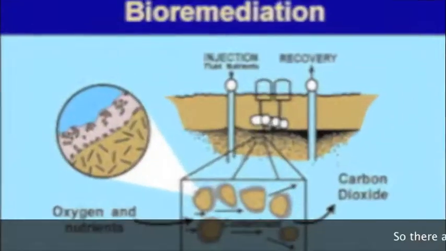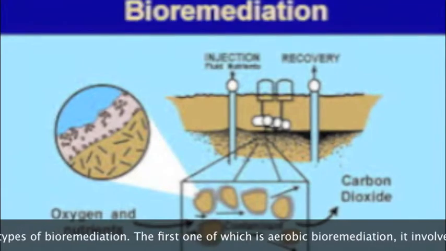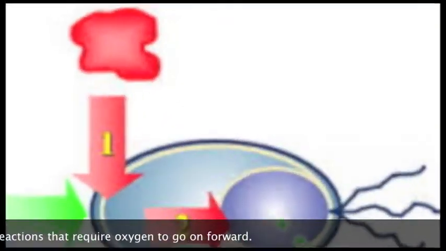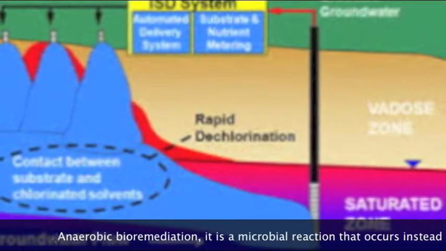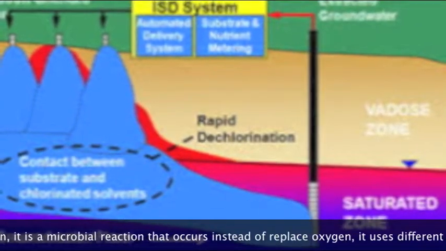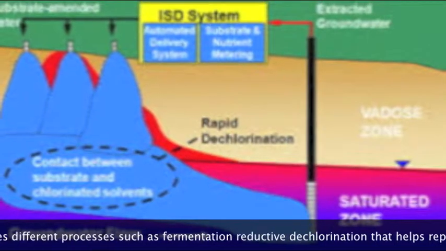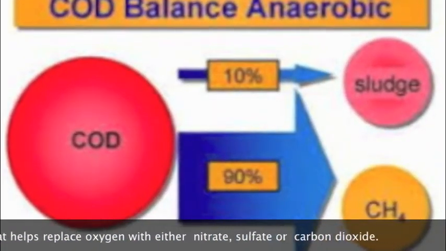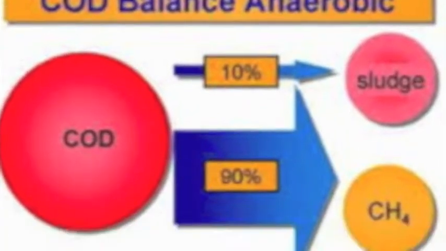There are different types of bioremediation, the first one of which is aerobic bioremediation. It involves microbial reactions that require oxygen to go forward. Anaerobic bioremediation is a microbial reaction that occurs instead in the absence of oxygen. It uses different processes such as fermentation and reductive dechlorination that help replace oxygen with either nitrate, sulfate, or carbon dioxide.